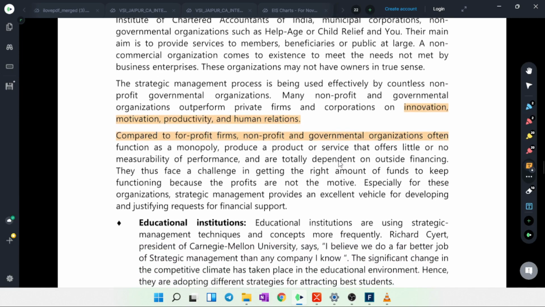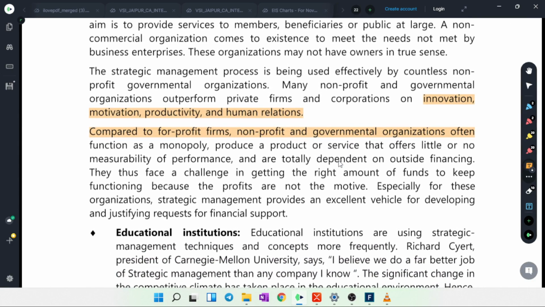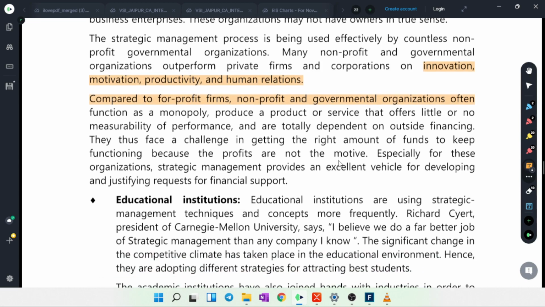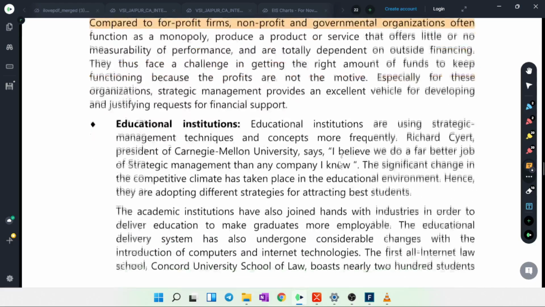Non-profit organizations and government organizations often function as a monopoly, producing a product or service that offers little or no measurability of performance, and are totally dependent on outside financing. They thus face a challenge in getting the right amount of funds to keep functioning.